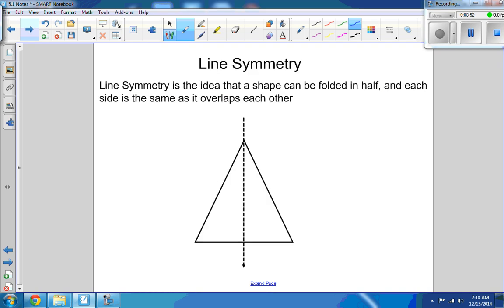Line symmetry is the idea that a shape can be folded in half and each side, as it gets folded, overlaps the other. So if I fold this shape along that dotted line, this side here ends up getting folded right on top of it. So it has line symmetry along that line. But I can't just fold it any place I want to. If I try folding it here, what happens is this ends up looking like this. So it's not folded on top of it. It doesn't have line symmetry there. It only has line symmetry along that dotted line.